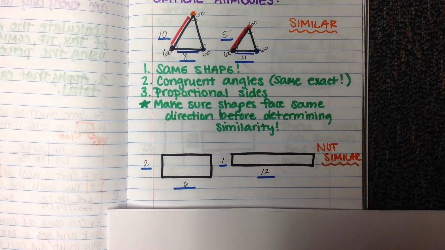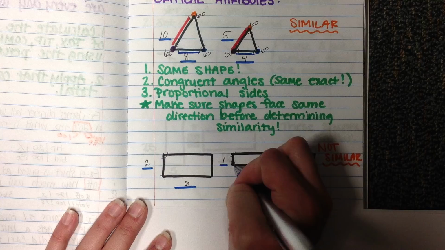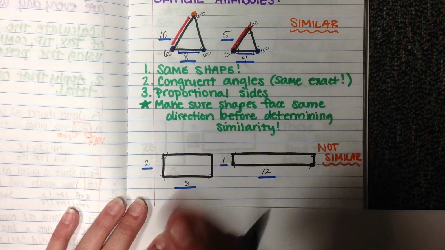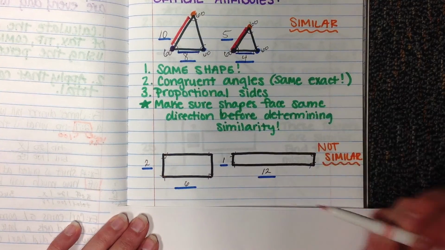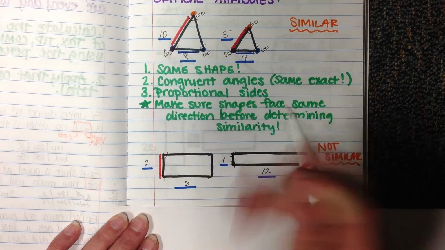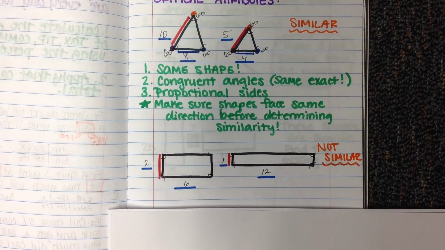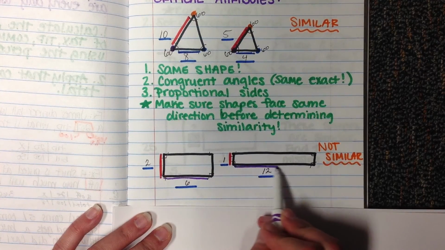Now, I can look at my angles and see, well, yeah, they're all 90-degree angles. So my corresponding angles are congruent. They're the same. So we meet that requirement. But the proportional sides is where we have a problem. If you notice, I have the shortest side matching with the shortest side. Then I have the long side matching with the long side.